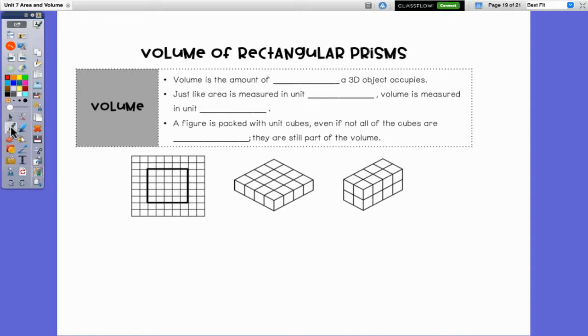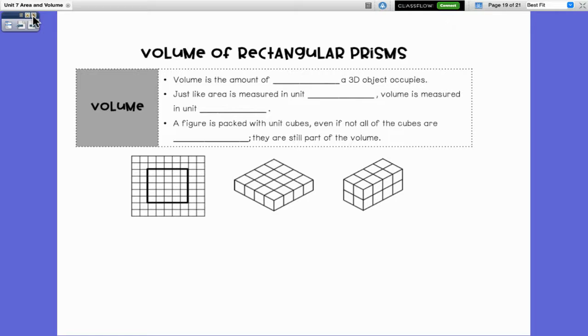So we're going to be looking at volume today. Volume is a little bit different than area because it has 3 dimensions instead of 2. So volume is the amount of space a 3D object occupies. Just like area, it is measured in units. Area is measured in unit squares, and volume is measured in unit cubes. Remember that a square is a little 2, a cube is a little 3.